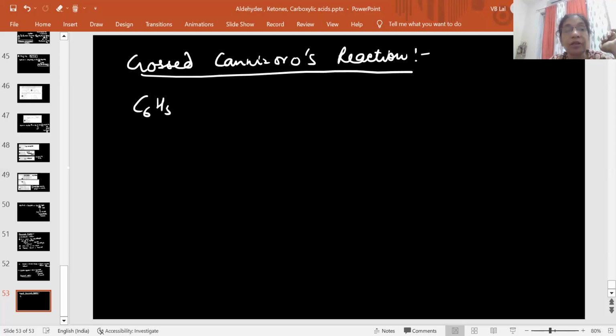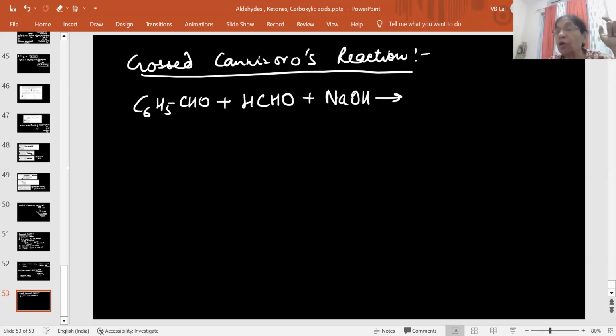So this time I will take C6H5CHO, one molecule. The other molecule I will take is HCHO. And along with that, let us take NaOH. I can take KOH also, it doesn't matter. So one molecule will get reduced. If there are two, formaldehyde is always more reactive, it gets oxidized more easily. And so this one will form the alcohol C6H5CH2OH, and the other one will form the acid salt. So this becomes a crossed Cannizzaro reaction.